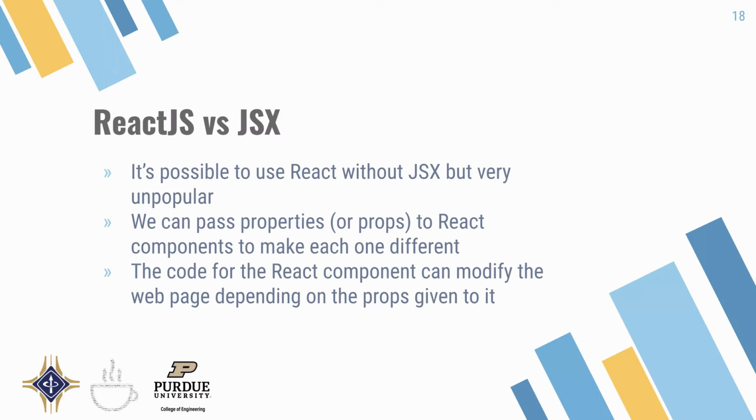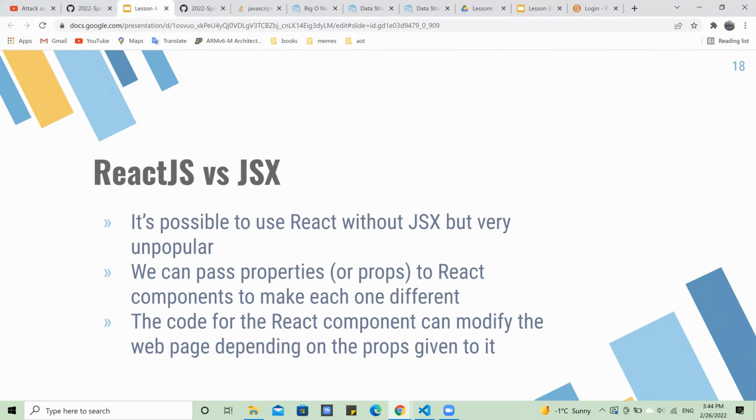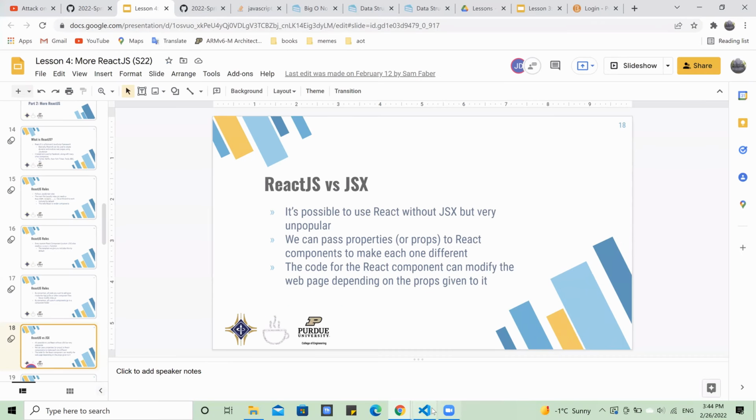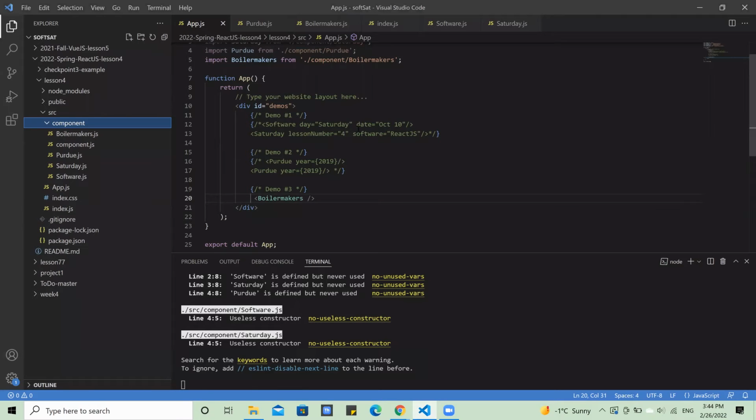And it's possible to pass props, which are like parameters in other programming languages, to React components when you're calling the component. And you can use the component code to modify the props. So this is what it looks like again. Let's say this component called software has a prop called day, and you send this value in, and that's it.